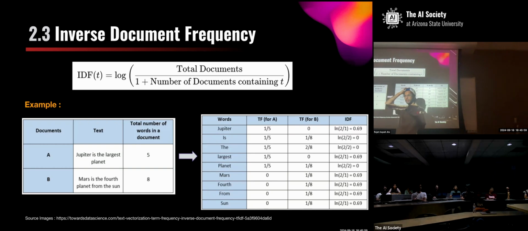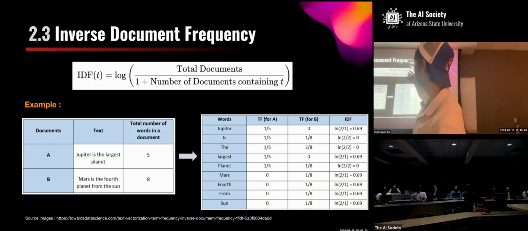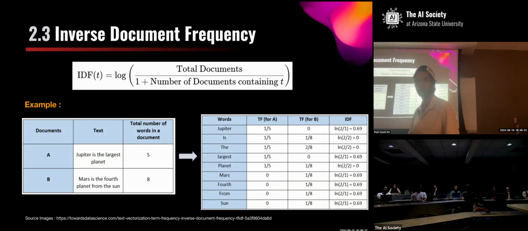Let's say we have 20 documents. So 20 plus 1. And if a word is coming in only one document, the denominator will be less, right? So only 2. So it is inversely proportional to how rare a word is. If a word is rare, the value will be higher. If the word is very common, the value of inverse document frequency will be lower.